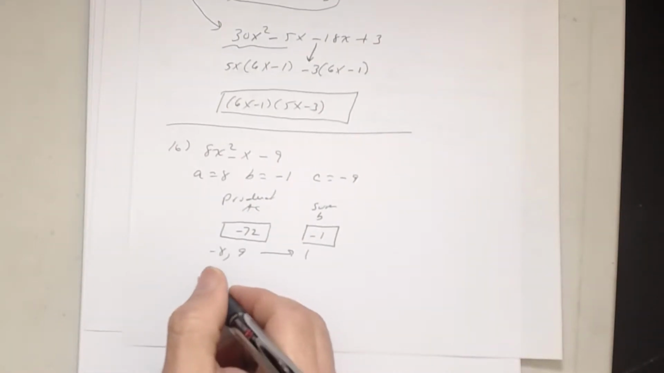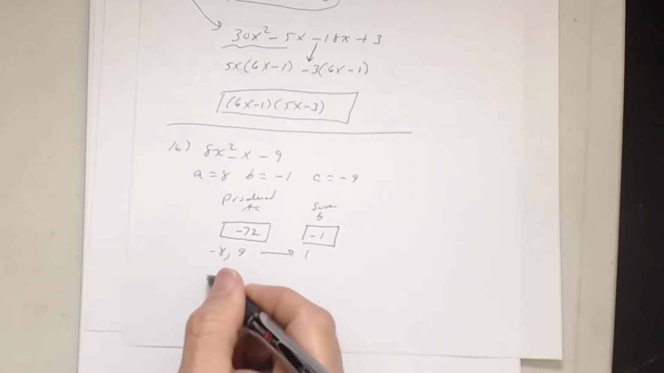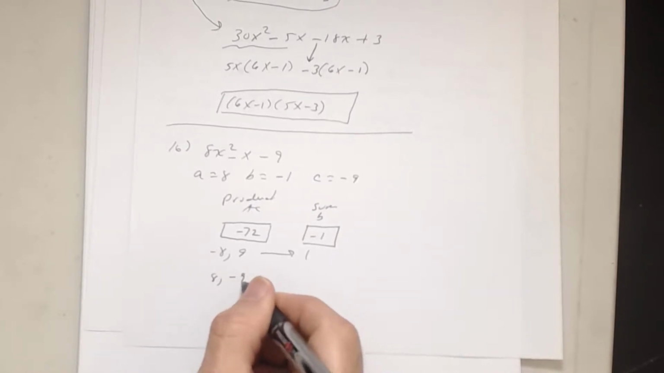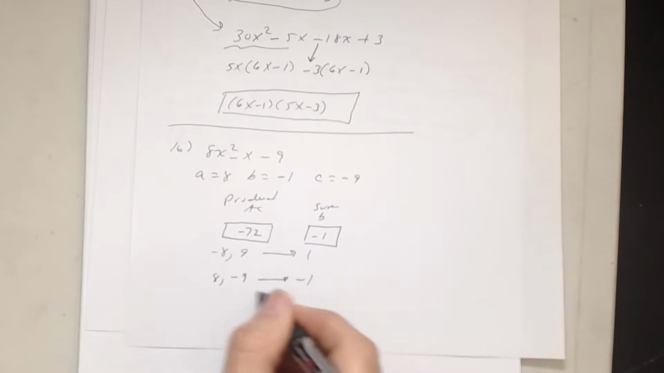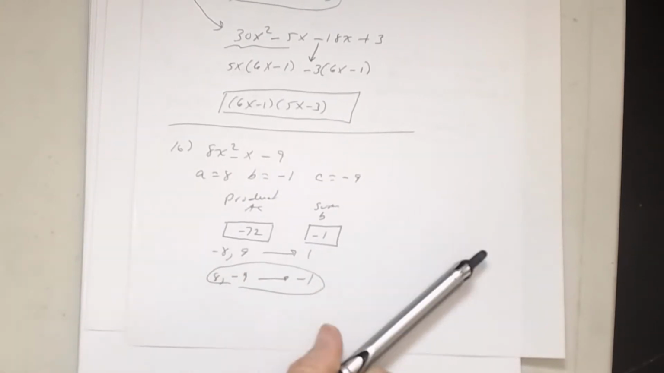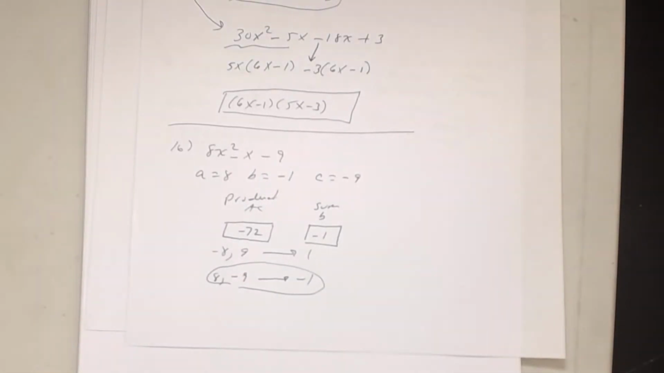But what do I need to change it to? 8 and a what? Negative 9. And their sum now is what? Negative 1. All right. So some of you came right away to 8 and 9. Some of you may have gone through a couple more pairs before you came up with that one. But use your calculator to come up with them. Okay?